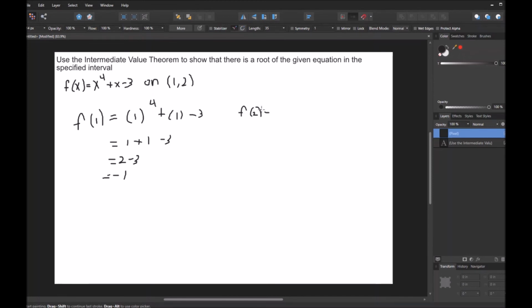So let's see what f of 2 is. f of 2 is going to be 2 to the fourth plus 2 minus 3. 2 to the fourth is 16. So we have 16 plus 2 minus 3, which is 18 minus 3, which is 15. So right here we've proved that f of 1 is less than 0 and f of 2 is greater than 0. So we know at some point in between it will be 0. We don't actually have to find that point, we just have to state that there is that point.